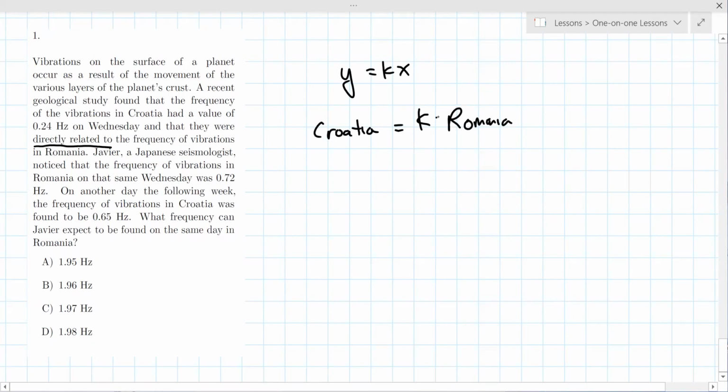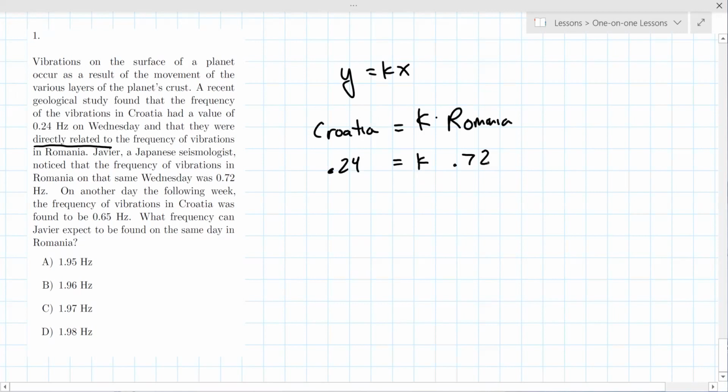Does it matter which way you do it? Yes, it has to tell you. Directly related, it says one is directly related to the other. Oh, okay. So the order matters here. Okay. So it tells you that in Croatia it's 0.24, and that in Romania it was 0.72.